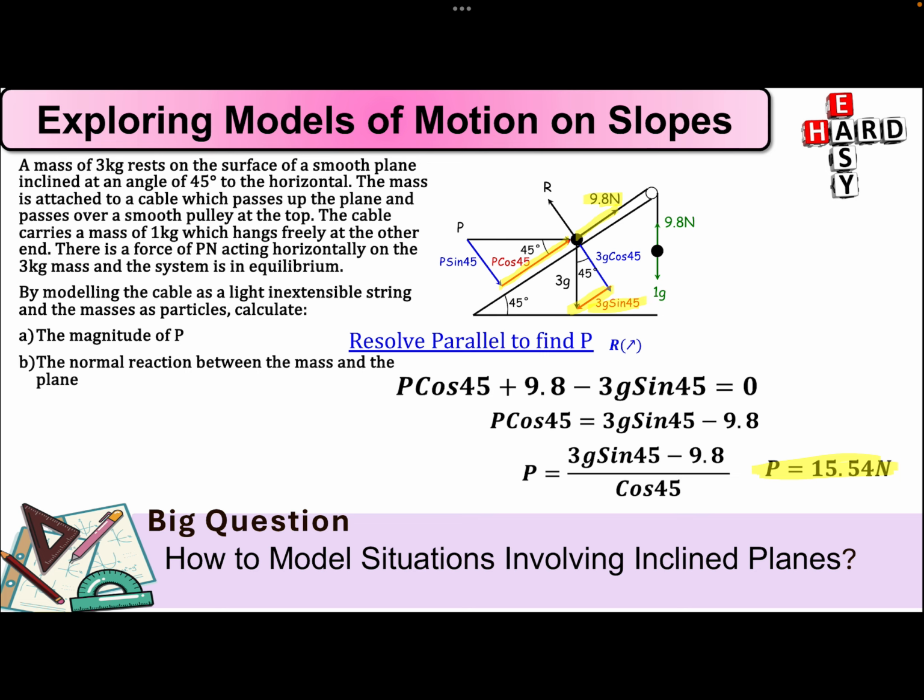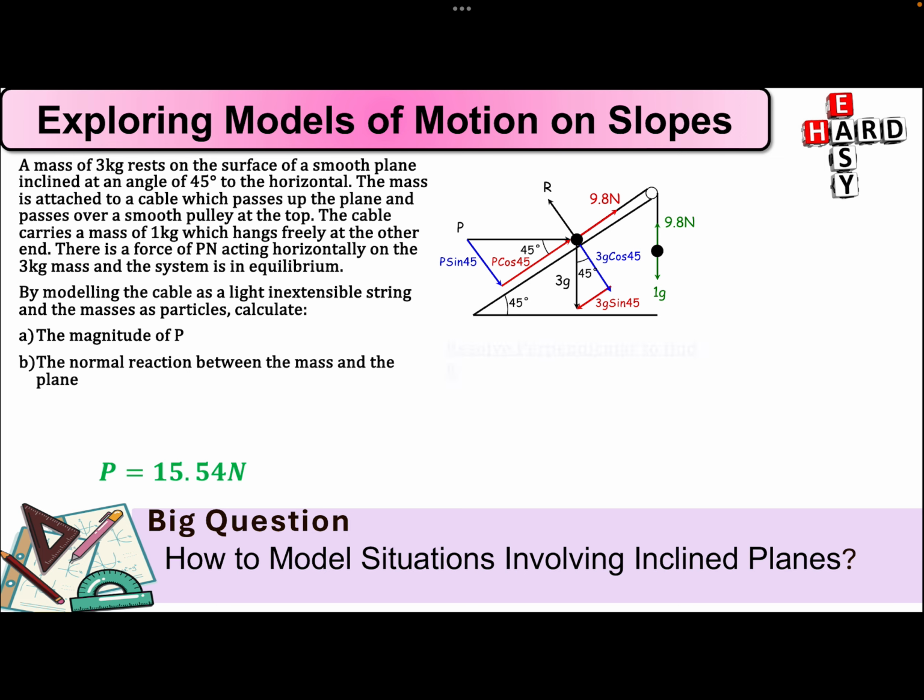For part B, we would like to find the normal reaction between the mass and the plane. So for the inclined plane, we want to work out the normal reaction force. So we want to resolve perpendicular to the inclined plane. And again, we take a positive direction in this case, and we start with the forces acting in that direction. We apply Newton's second law.